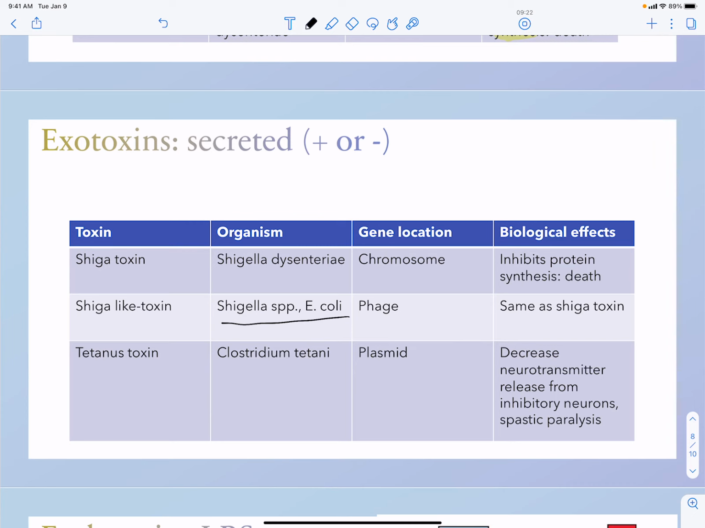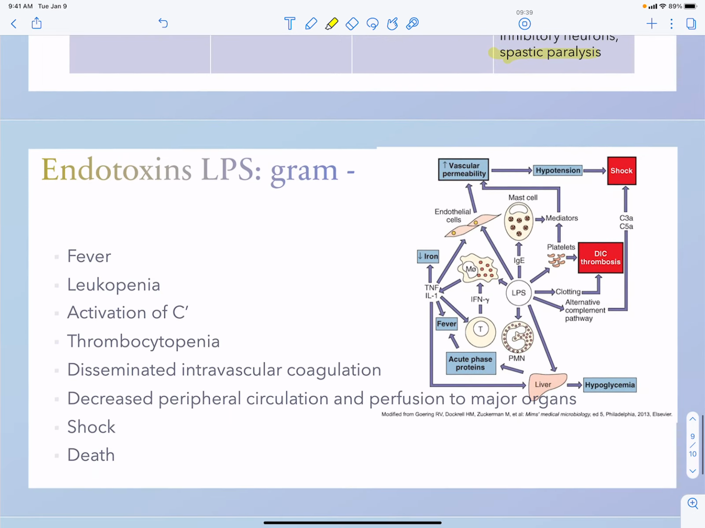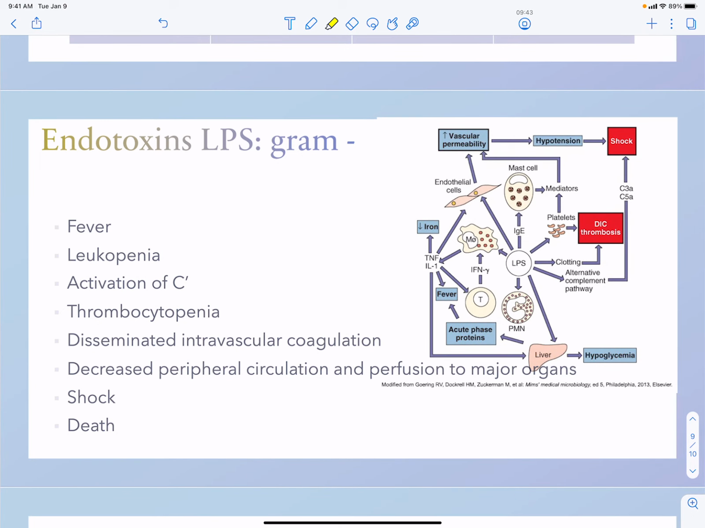And then tetanus, of course. Tetanus is going to have spastic paralysis, so it's different than our botulinum toxin. Botulinum toxin was flaccid paralysis. Tetanus toxin is going to be spastic paralysis. And so, again, just to point out, we have endotoxins. LPS is the only endotoxin.